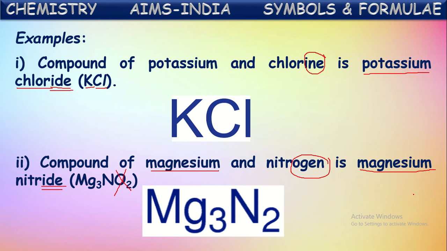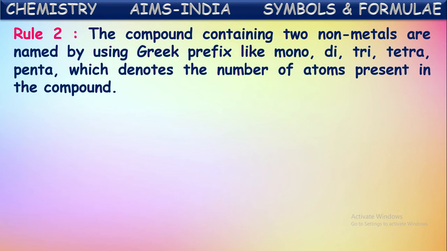Got it? Next, let us see the second rule. Compounds containing two non-metals are named by using Greek prefixes like mono, di, tri, tetra, and penta, which denote the number of atoms present in the compound. In the earlier case, we have seen the compounds are binary compounds containing one metal and one non-metal.